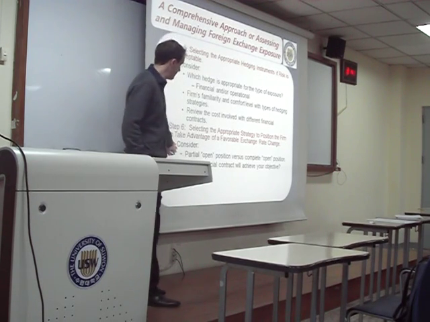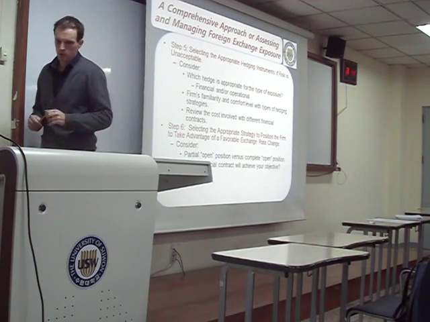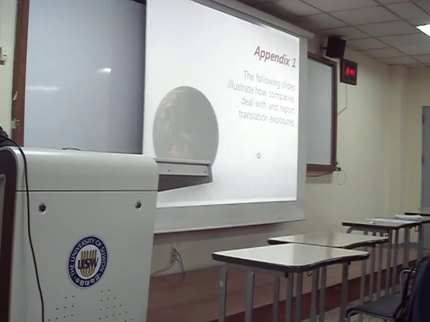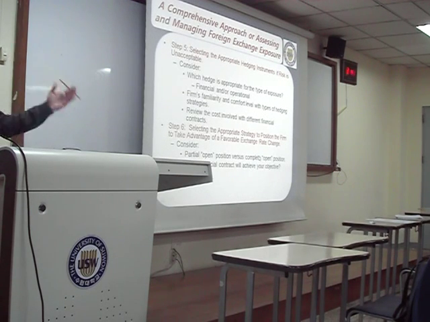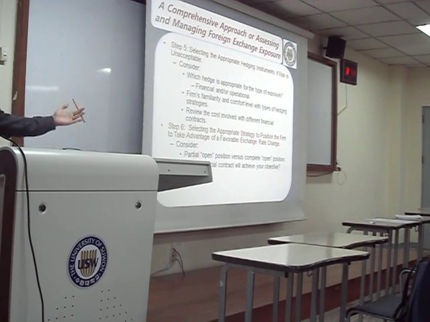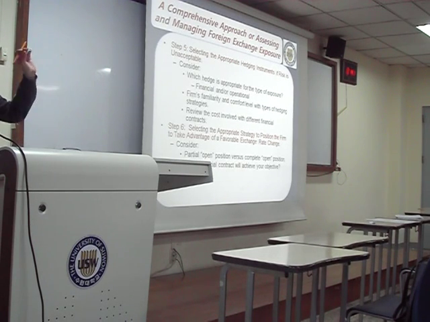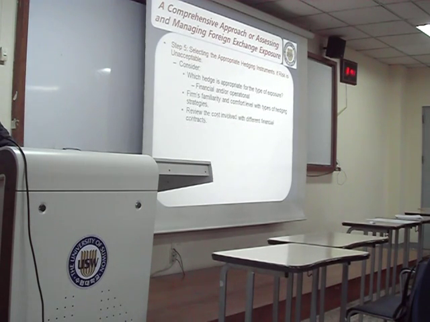Then, if we can get an advantage, we have to decide, are we going to make a fully open position or just a small open position? So we can do a forward contract for 50% or 30% or 80% of the money and leave 100% open, or leave 50% open.